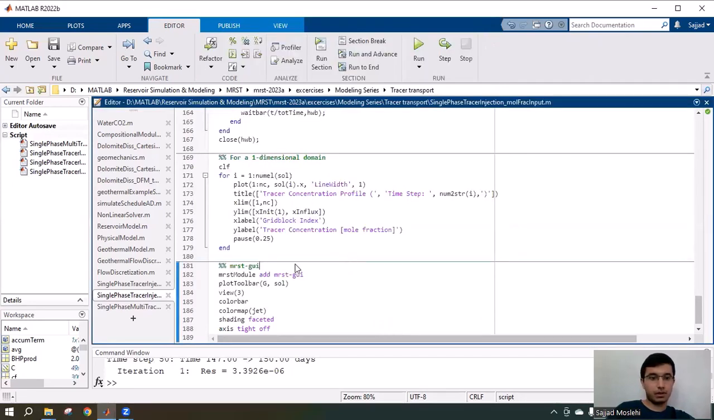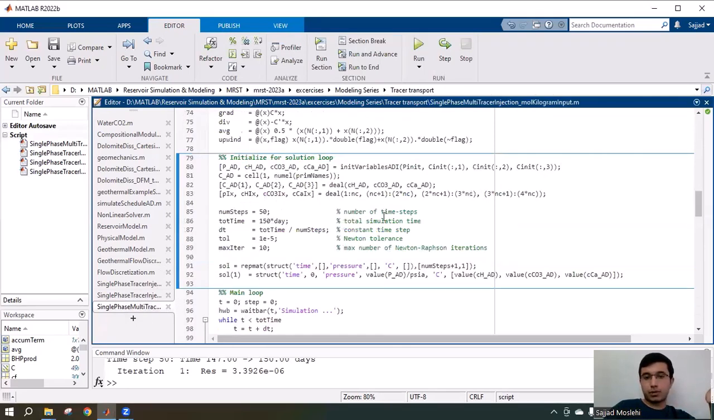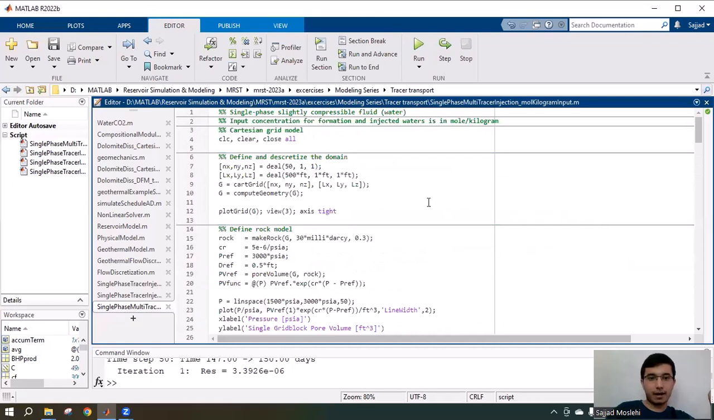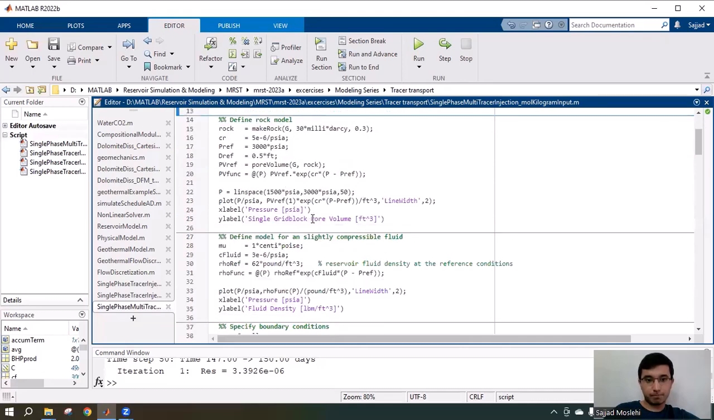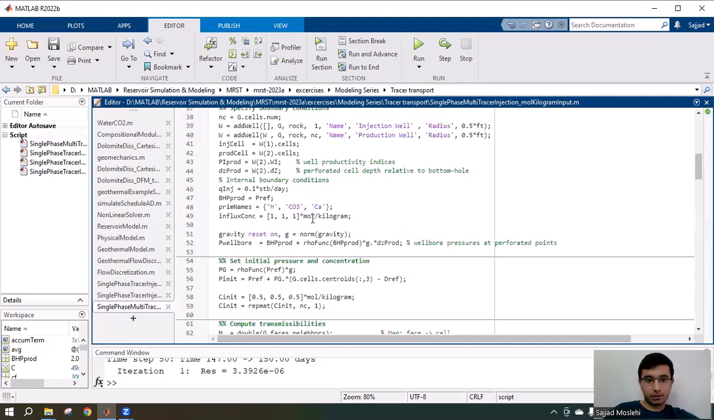All right. Now, it's time to talk about multi-tracer transport modeling. Here, I'm going to consider that we have multiple tracers in the porous medium. And what I'm going to do here is I consider that we have three tracers: hydrogen, carbonate, calcium. So these are the tracers that we have.